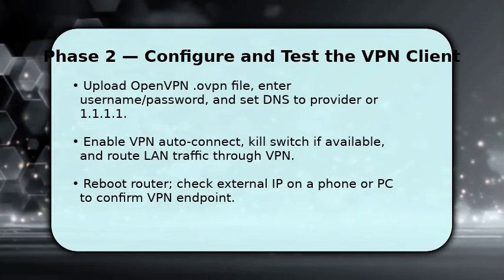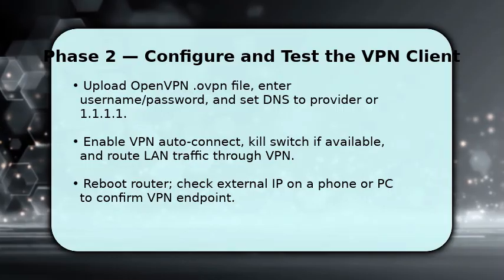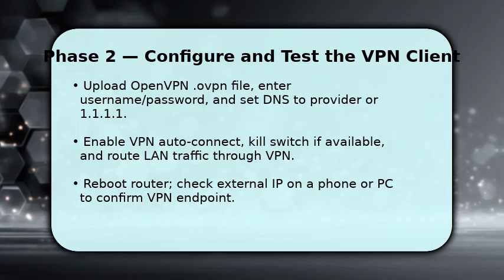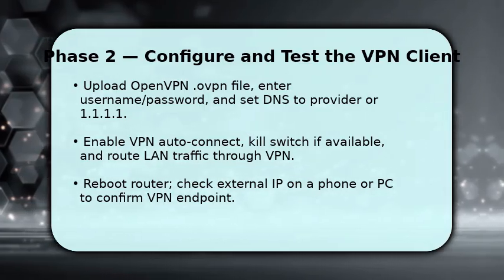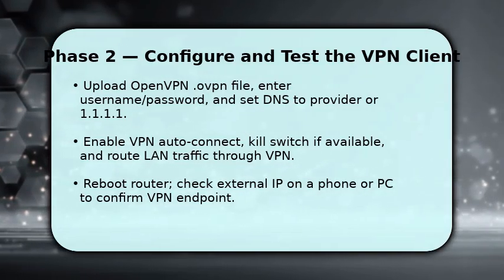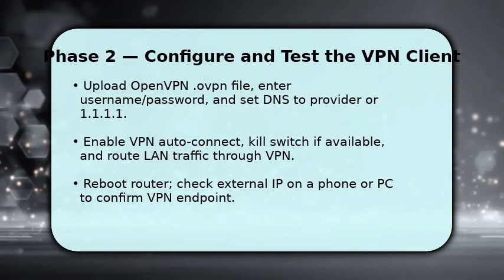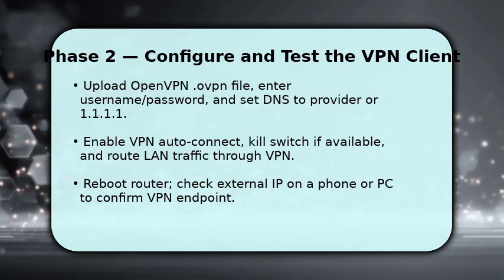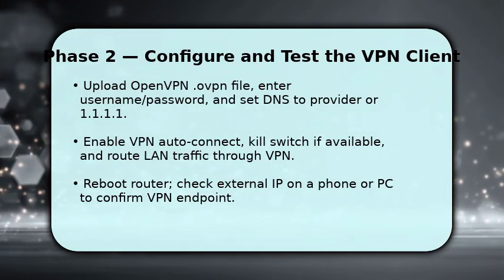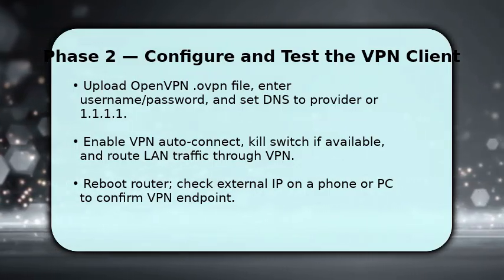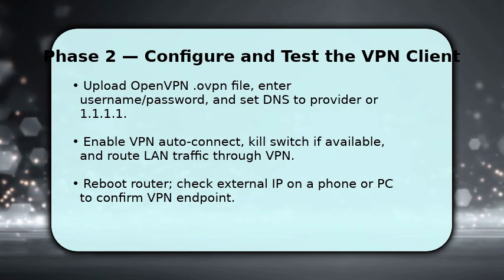Next, configure the router VPN client with the provider's OpenVPN file and your credentials. This routes all connected devices, including the Quest, through the VPN. Make sure to set DNS to the VPN provider or a privacy DNS like 1.1.1.1 to prevent leaks, and enable the kill switch or auto reconnect so the Quest won't expose your IP if the tunnel drops. Once saved, reboot the router.